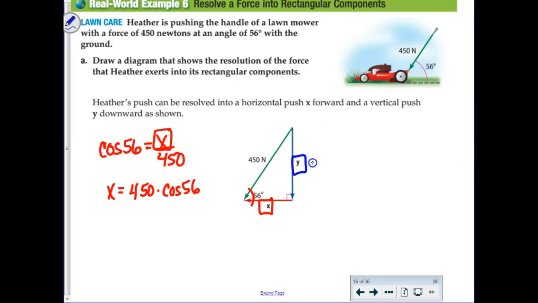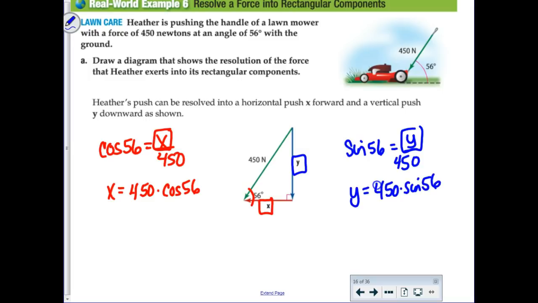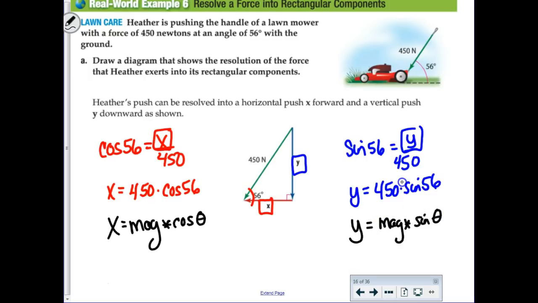All right, now this next one. How would you find y? Set me up a trig expression that would solve for y. Well, if you have opposite and hypotenuse, we'd be using the sine. And then same thing. In order to solve for y, algebraically, you'd cross multiply. So y equals 450 times the sine of 56. So if I look at what I just did, when they wanted to find the horizontal component, they took the magnitude and multiplied it by the cosine of your angle. And the angle was measured with the horizontal axis. And then to find the vertical component, they took the magnitude and multiplied it by the sine of the angle. I wonder if that's a formula we're going to be given.